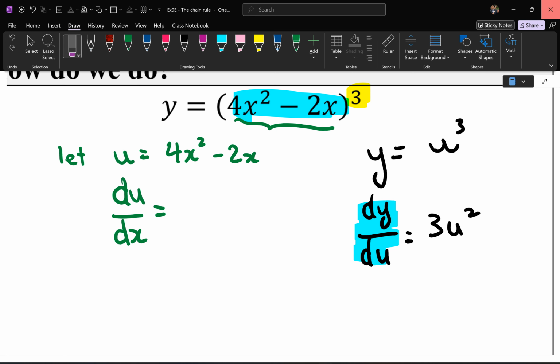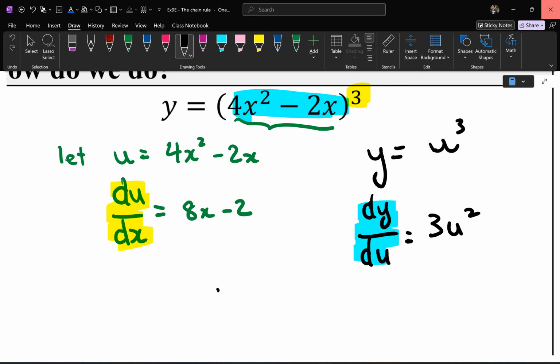What is the derivative for 4x squared minus 2x? Let's go with Ian. Yep, what's the derivative? Beautiful. Now I've got both of them. I've got delta u delta x. I've got delta y delta u.